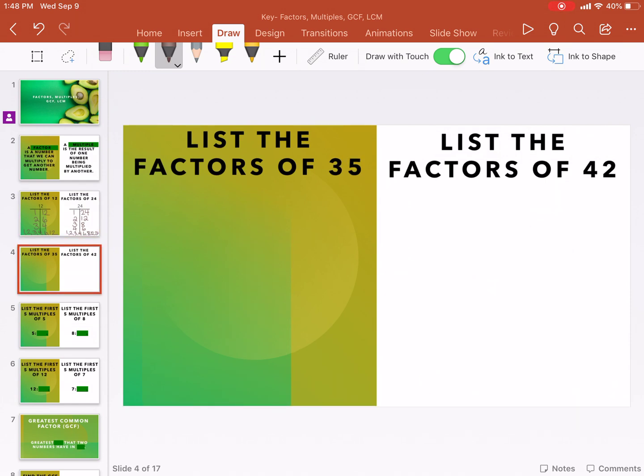Now I want you to pause the video and do the factors of 35 and 42 and then come back and check them. I hope you actually paused it and actually did it. If you didn't, go ahead and pause.